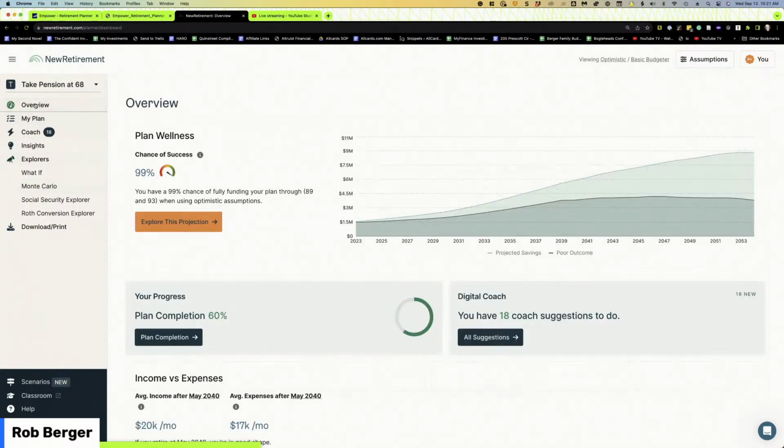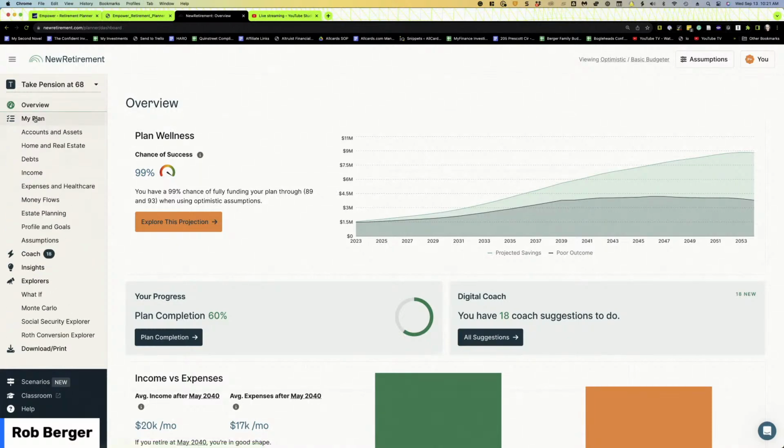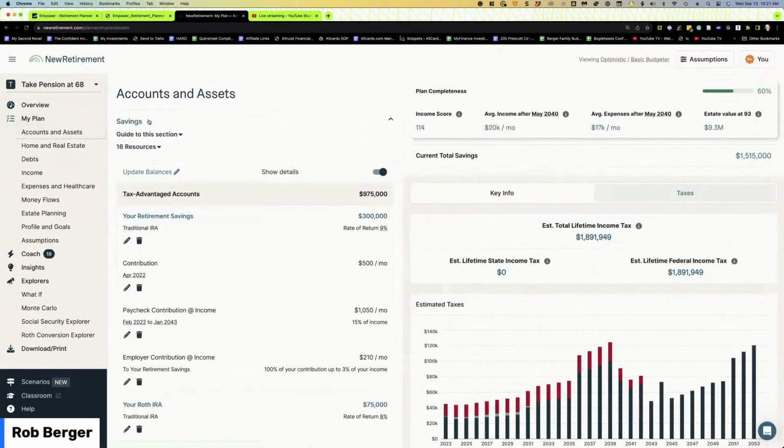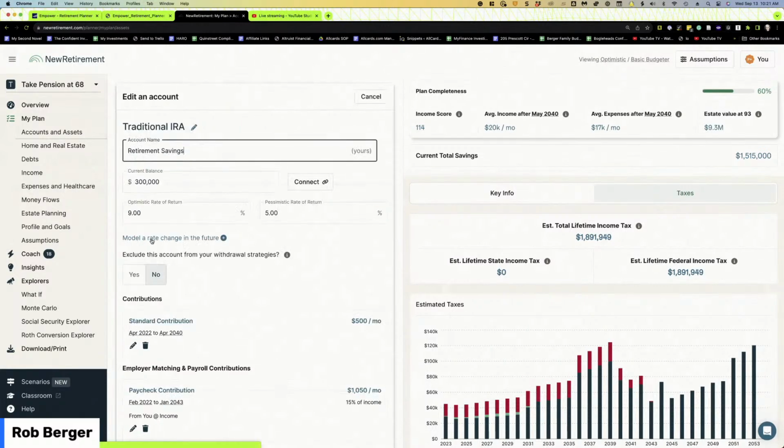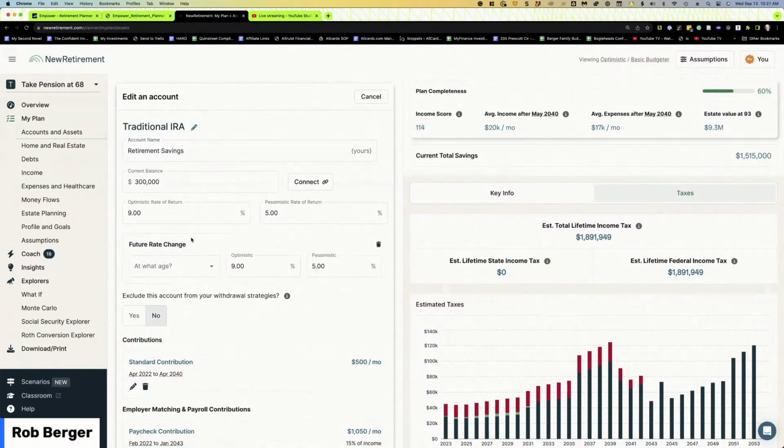So what you could do then is, we'll go back. I'll show you a different way to do what I was going to try to do. If you go to your plan, you go to your accounts. We were looking at this IRA, right? And remember, we assumed 9% and 5%. But what if you said, well, what if I want to change my assumptions over time? So for example, you could say as you get older, maybe you'll have more and more in bonds. And so you want to change it.